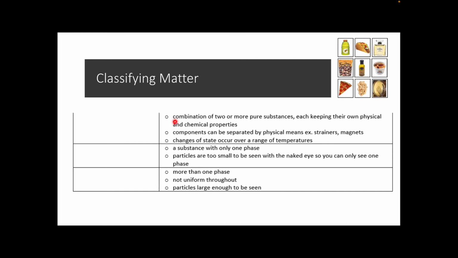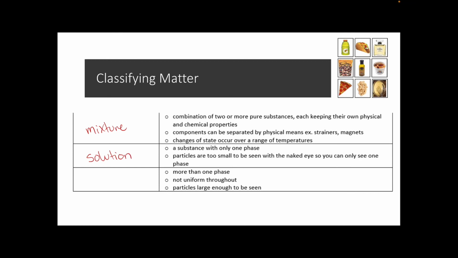Next, let's look at something that has a combination of two or more pure substances, each keeping their own physical and chemical properties. The components can be separated by physical means, for example, strainers or magnets, and the changes of state occur over a range of temperatures. This would be your mixture. Next, we have a substance with only one phase, and the particles are too small to be seen with the naked eye, so you can only see one phase, and this would be our homogeneous mixture or our solution.